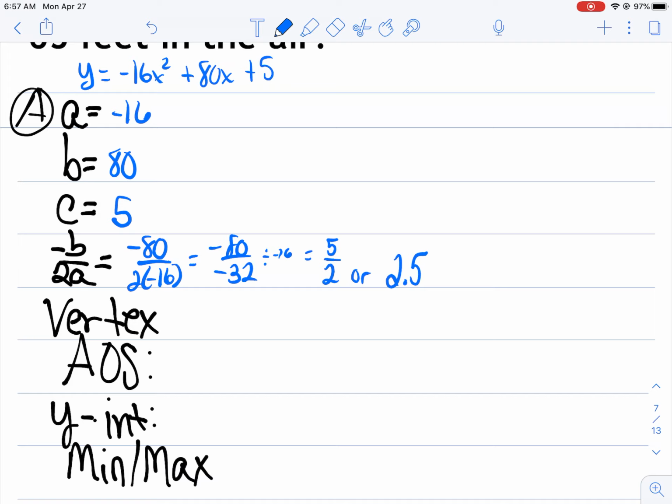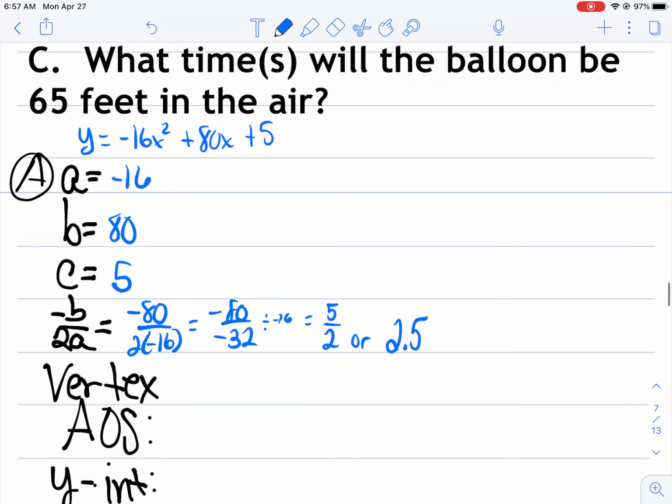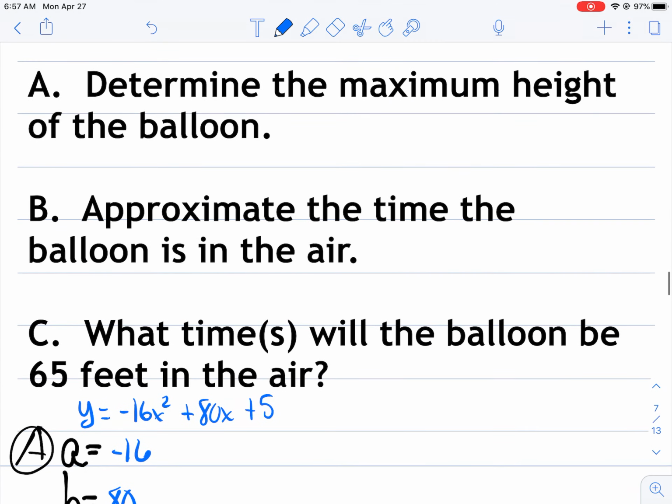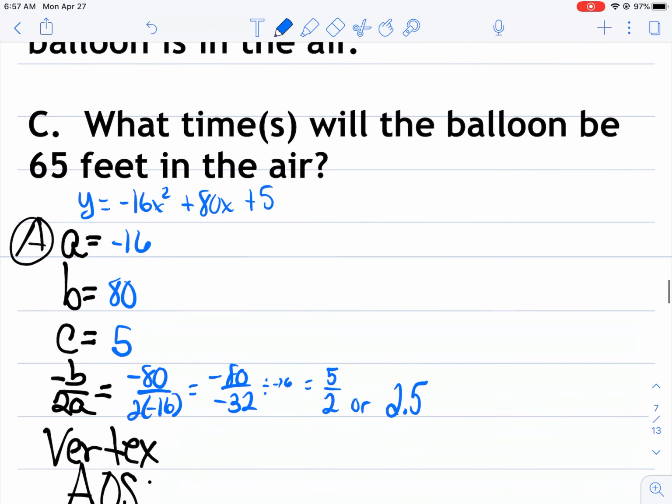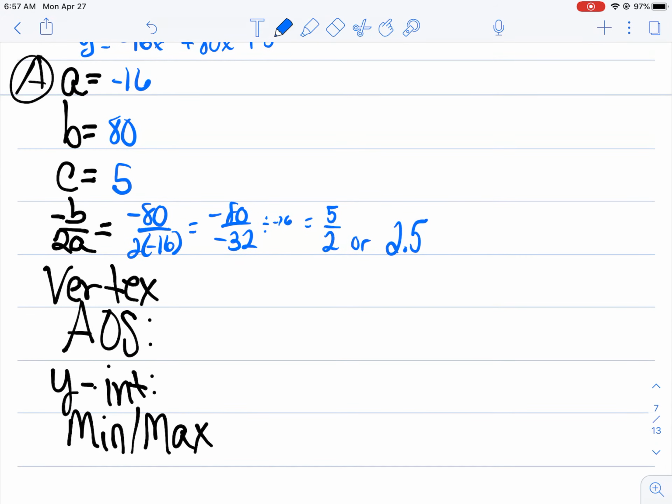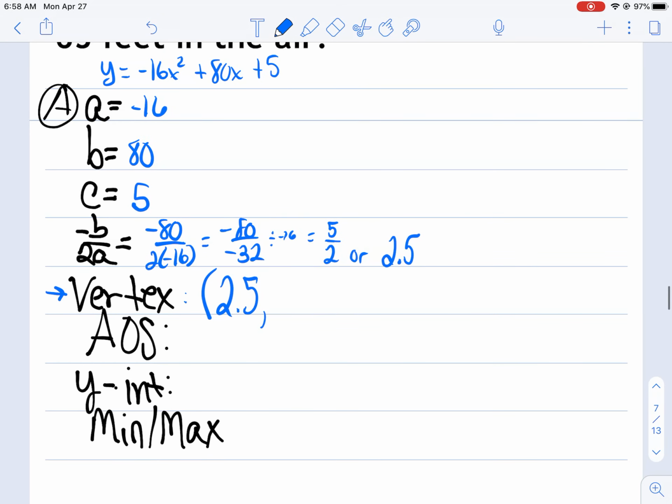Now, let's talk for a second. If I said for part A, it said determine the maximum height of the balloon, okay? Well, we should know by now that a min or max of a quadratic equation occurs at the vertex. So all I have to do is find that min or max value, which is the y-coordinate of my ordered pair, okay? And I can figure out the maximum height of the balloon, okay? How do I do that? Well, if the x-coordinate is 2.5, I'm going to plug that value into my equation, and I will solve for it and get the corresponding y value.